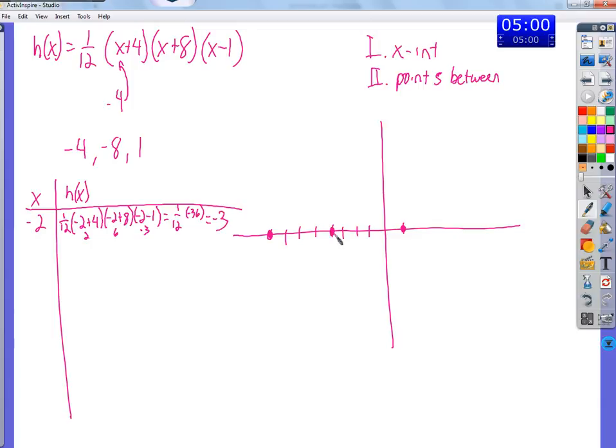Okay, so we did -2. How about -5? 18 over 12, you can simplify that to 3 over 2. 3 halves. So that's good enough. So we got -2, -3, and -5, +3/2.